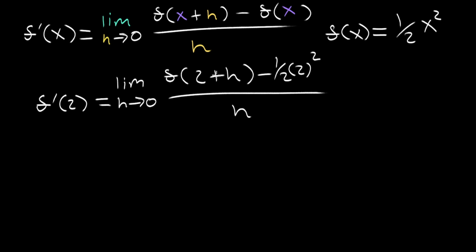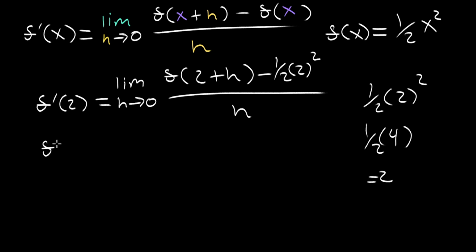We can't really do much with this area right here, but we can do something here. We can simplify that. 1/2 times 2 squared equals 1/2 times 4, which equals 2. So then we could just replace this with 2.